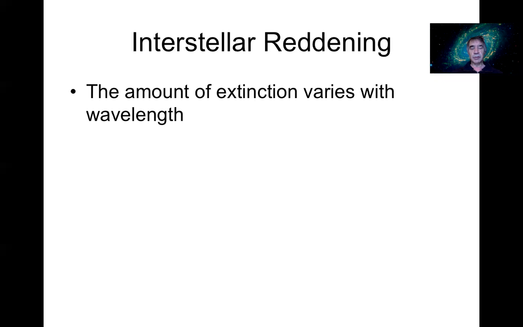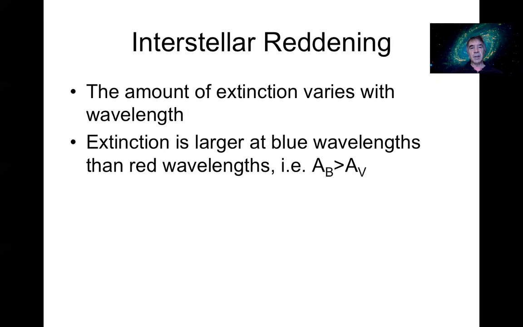Okay, but there's another property of the effects of the interstellar dust, which is to not only dim your objects, but also to change their color. And this usually actually helps us a bit. The reason for this is that, as you can imagine, the amount of extinction that a population of dust grains cause is not the same at all wavelengths. It varies with wavelength. In particular, certainly throughout the optical regime, the extinction is larger at blue wavelengths than it is at red wavelengths.